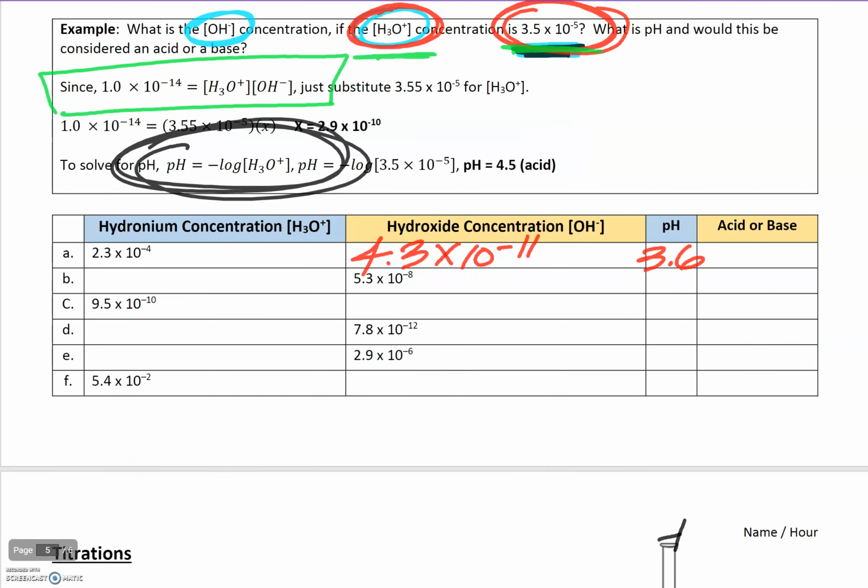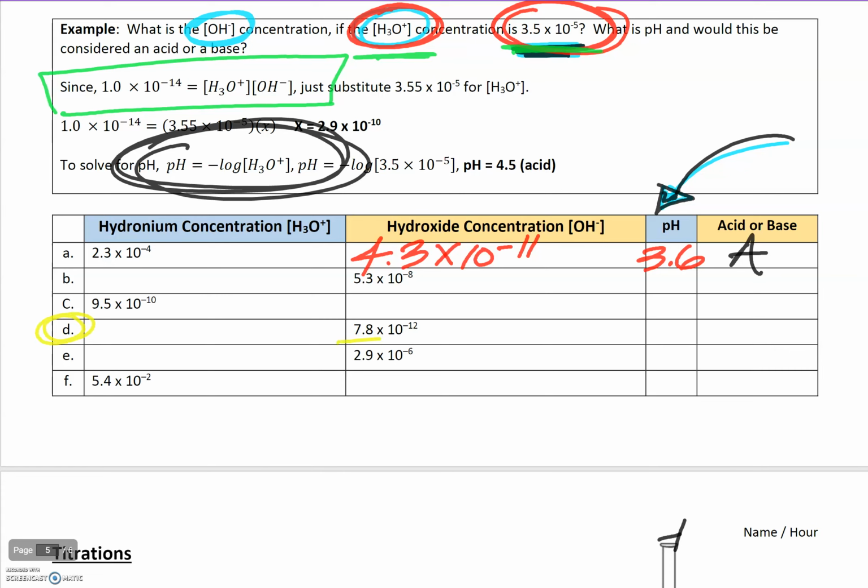Yep. All right. Now, acid or base, the way you look at that is you just look at this number, pH. If your pH value is less than 7, then that's going to be an acid. If it's greater than 7, we call it a base. So let's go ahead and do another one. Let's do one where they gave us the other piece right here.